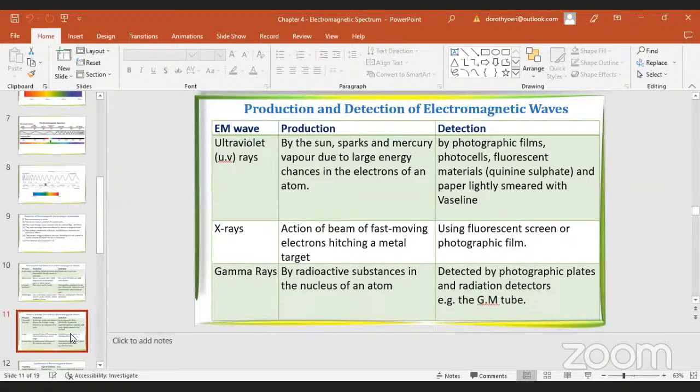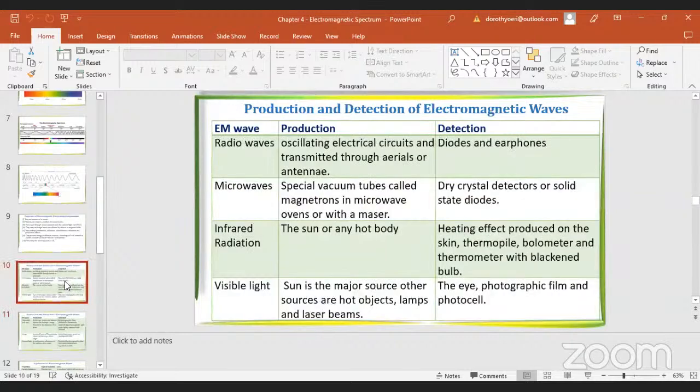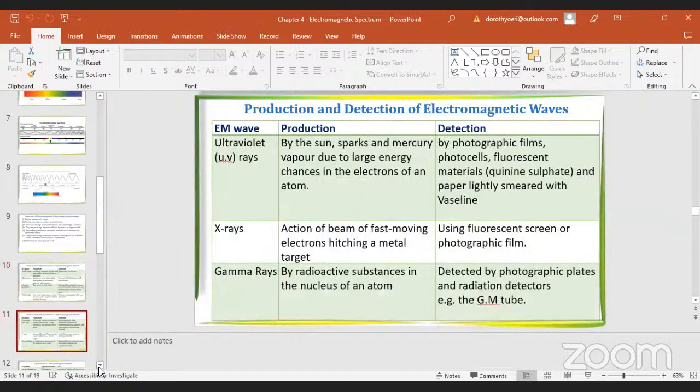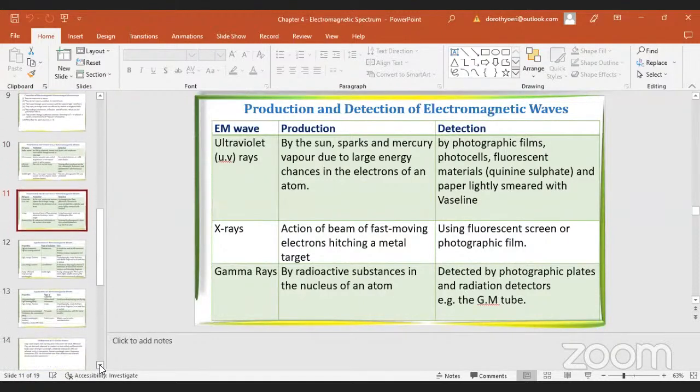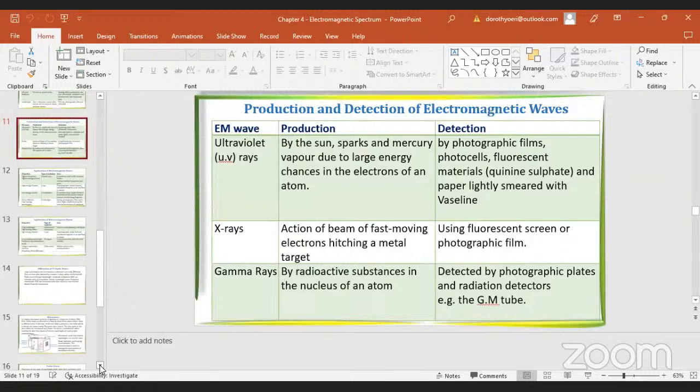And lastly, gamma rays. Radioactive substances produce gamma rays. Later on, when you're going to cover radioactivity, you'll be able to see that. How are they detected? Photographic plates or radiation detectors. So those are how the electromagnetic waves are produced and how they are detected. Up to that point, any question? No questions, therefore we move on.